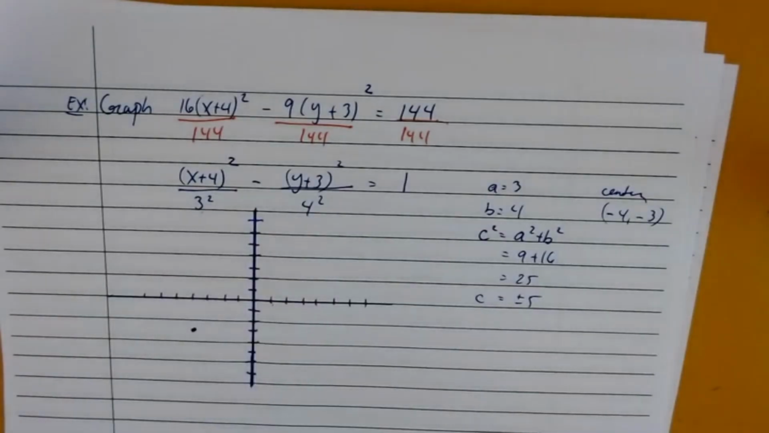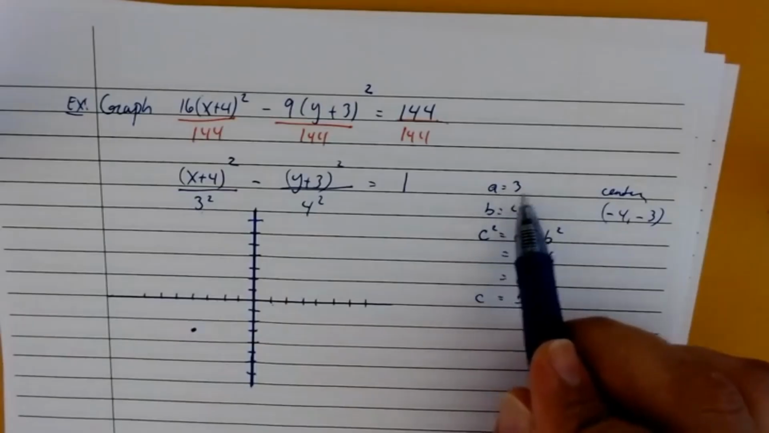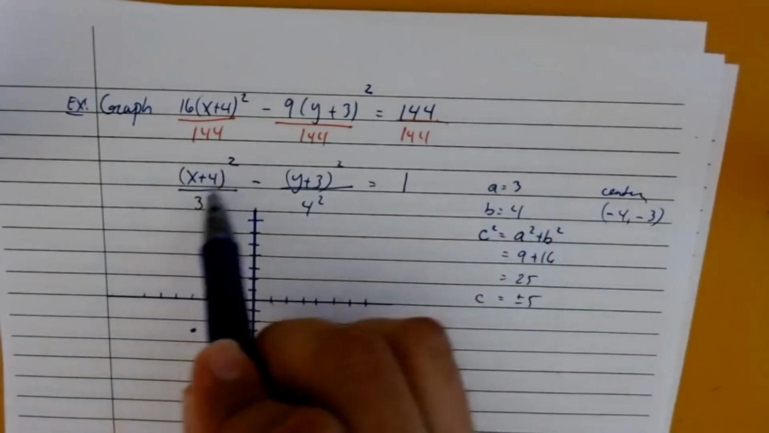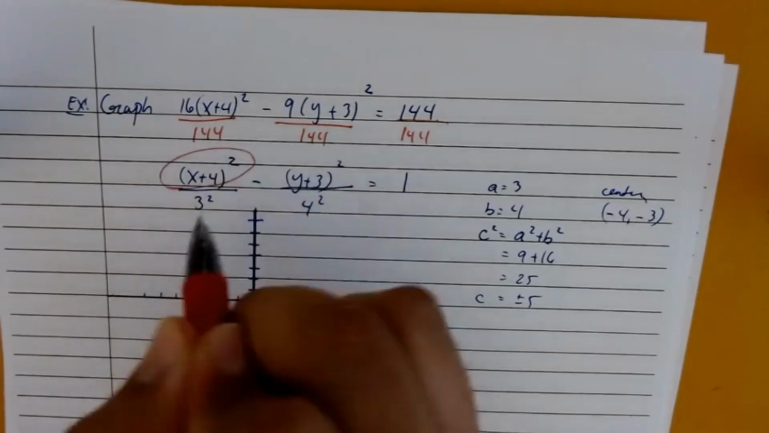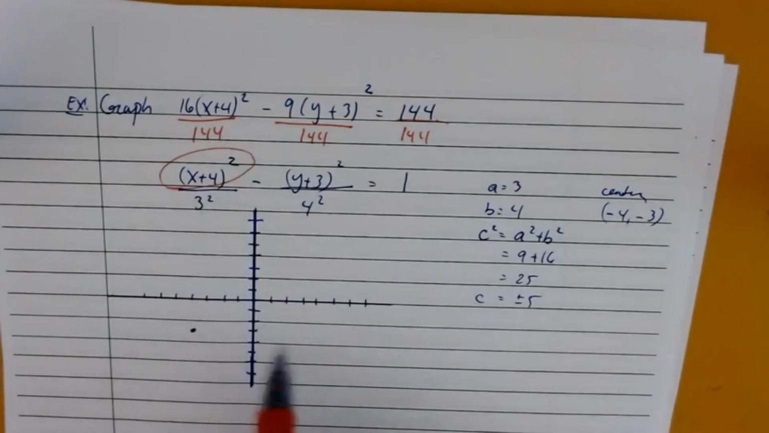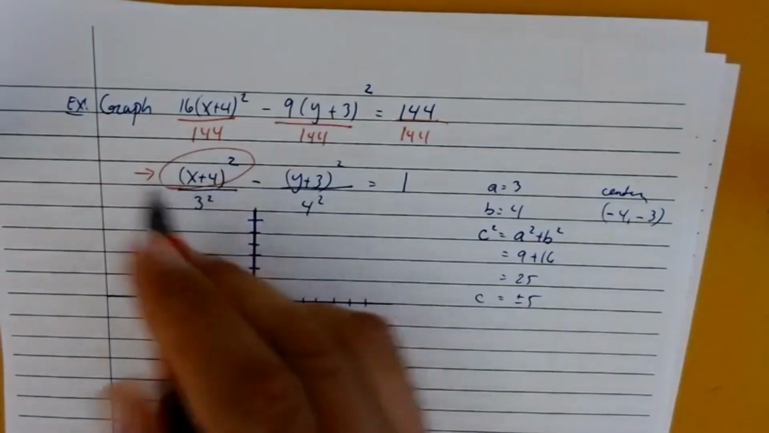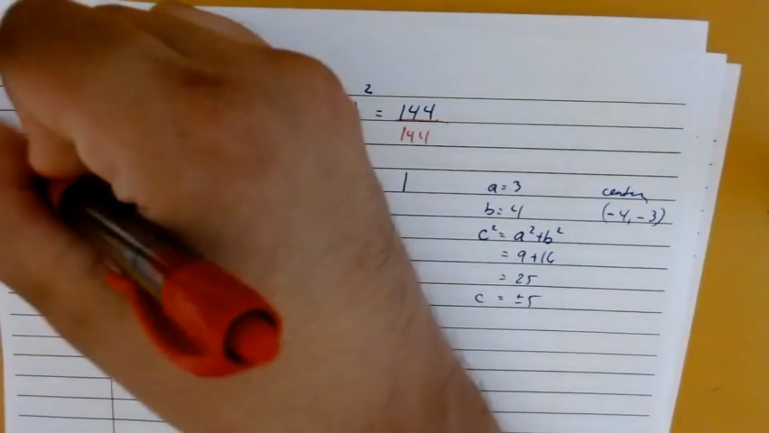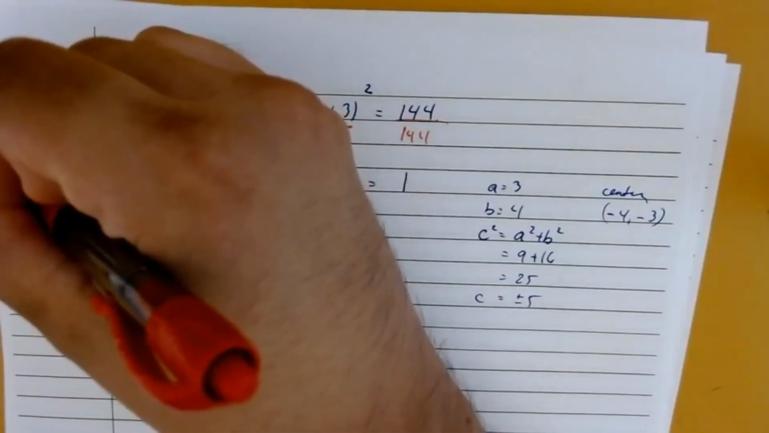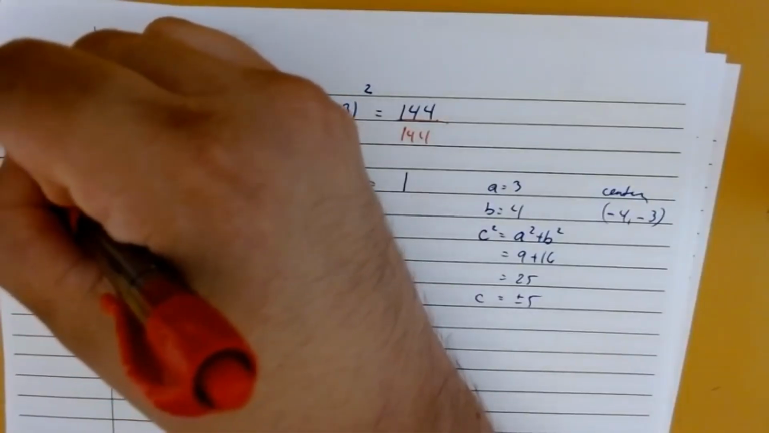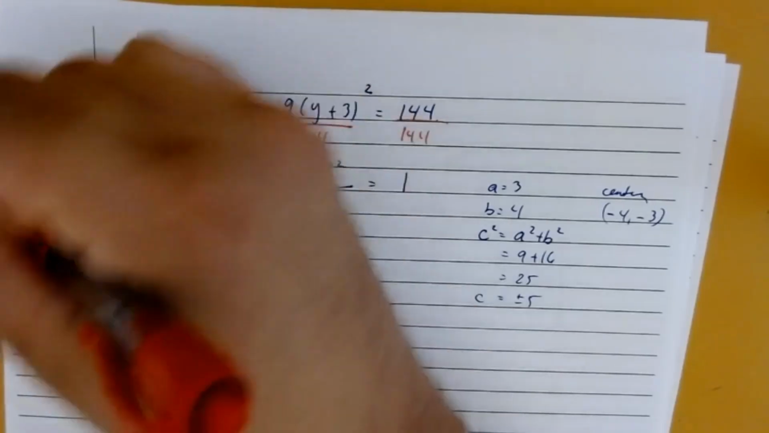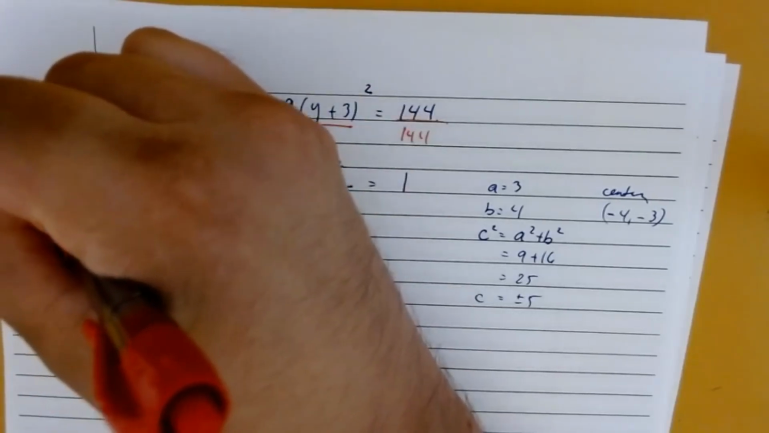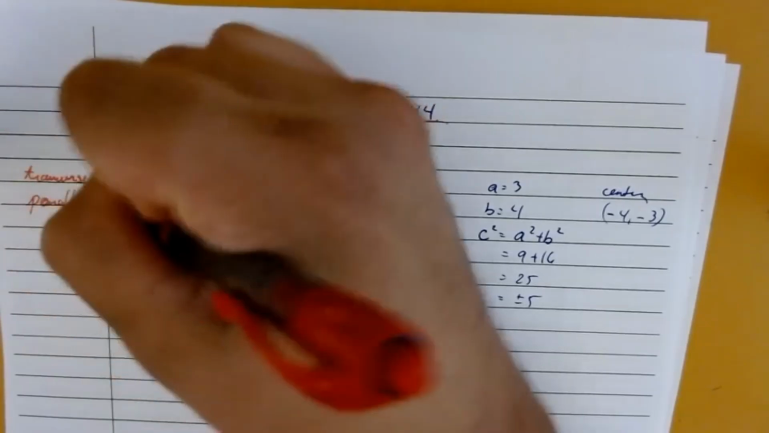There you go. Our a is going to be 3 units. Notice that your x is the numerator of the positive term. So this tells you that your foci will be lined up, your transverse axis will be lined up parallel to the x-axis. Since that's the positive variable, you're going to have this transverse axis parallel to the x-axis.